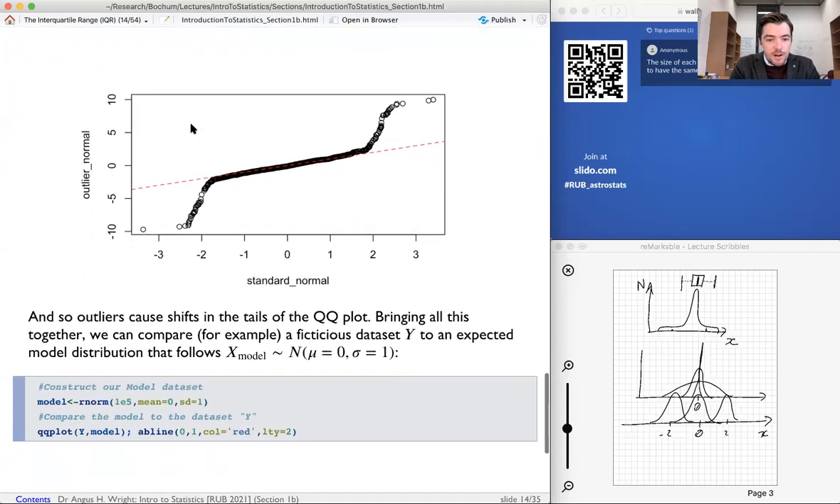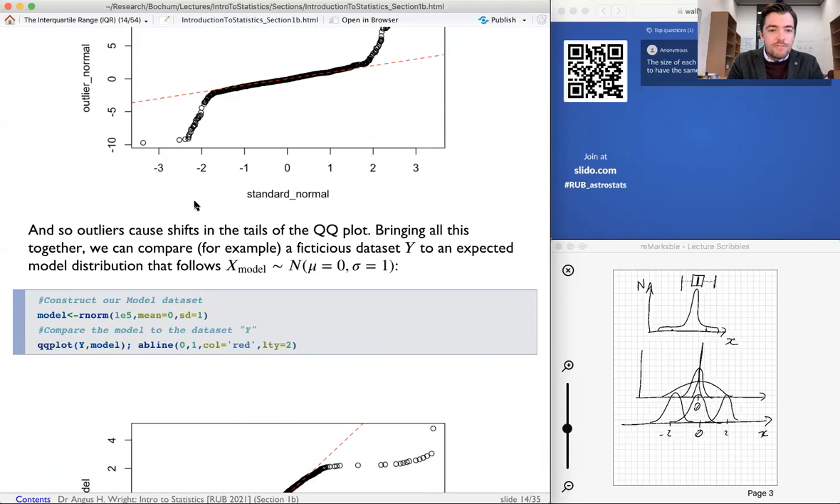So the last thing that I'm going to do is tell you that I've constructed a fictitious data set. My fictitious data set has value y, is called y, and the expectation that we have as astronomers and physicists going into our analysis is that the distribution of y should have the form of a Gaussian with mean 0, standard deviation 1.